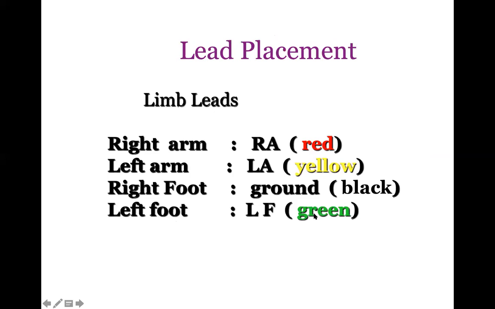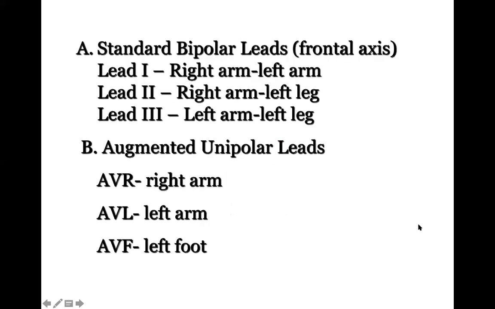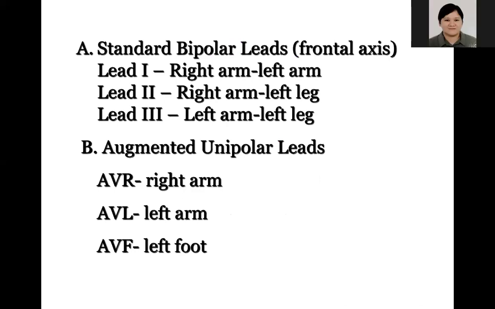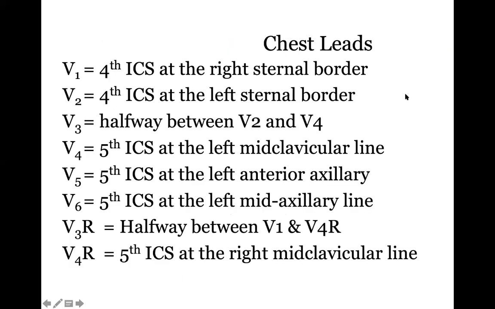So, your ECG leads are composed of different colors. Red is placed on the right arm, yellow on the left arm, and green on the left foot, and black represents the ground. You usually place it on the right foot. So aside from your limb leads, you have your chest leads. In pediatrics, you have three additional leads, wherein we usually order it as a 15-lead ECG.